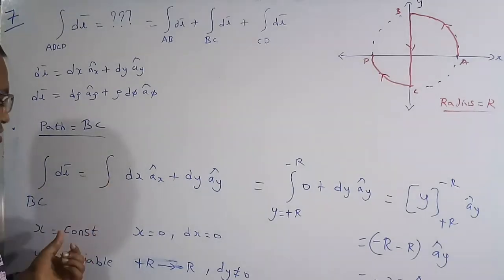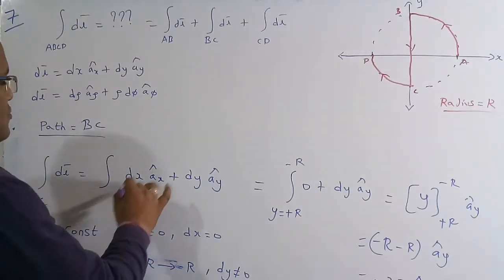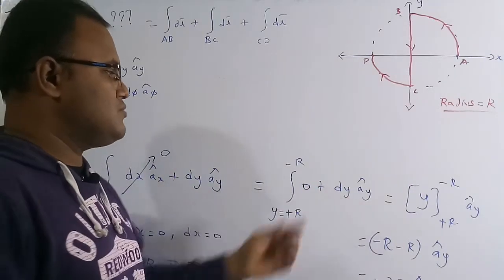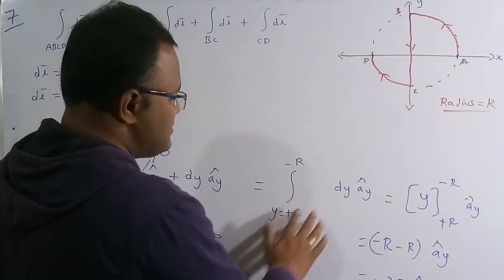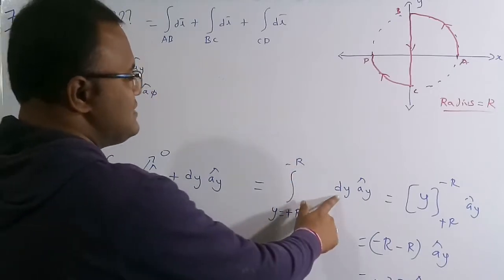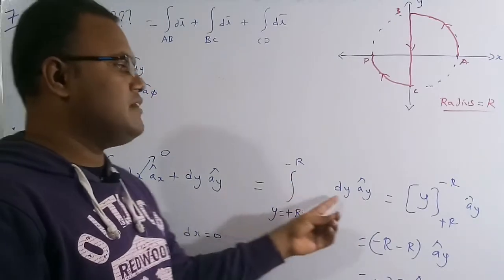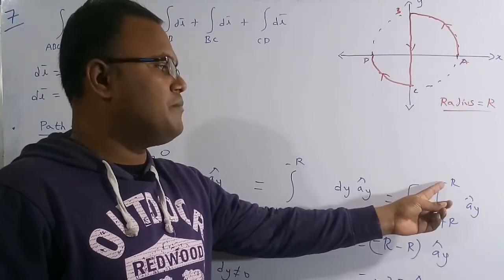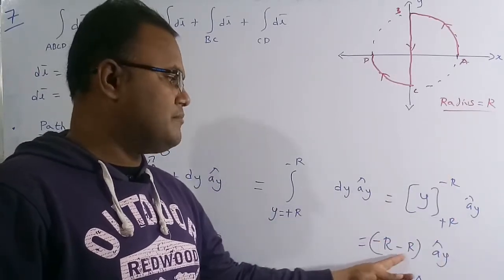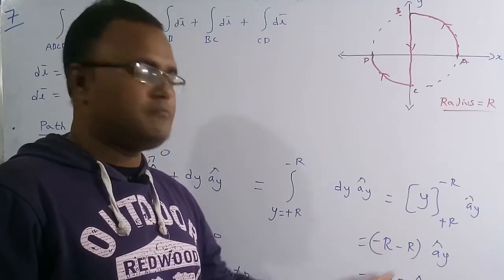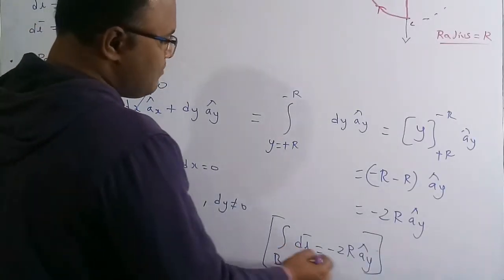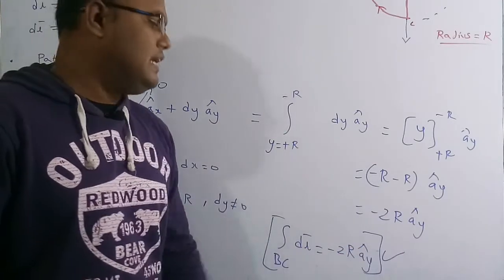Now I am going to put these constraints in this equation. Here x is a constant, therefore dx is equal to 0, so this term will become 0. So 0 plus dy ay cap, and you have to remove the zero term. Y is changing from plus r to minus r, and this is dy ay cap. The integral of dy is nothing but y, with upper limit minus r and lower limit plus r, ay cap. Upper limit minus lower limit gives minus r minus r, which is minus 2r ay cap. Therefore for the path BC, the integral of dL bar is minus 2r ay cap.